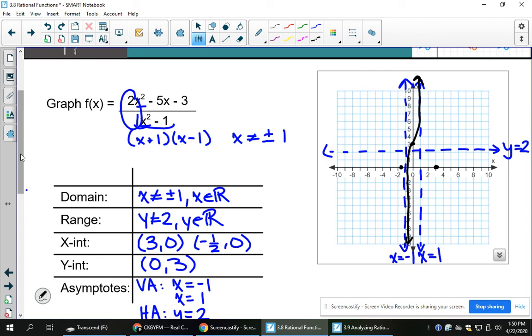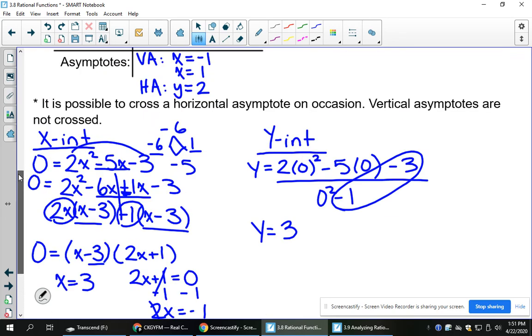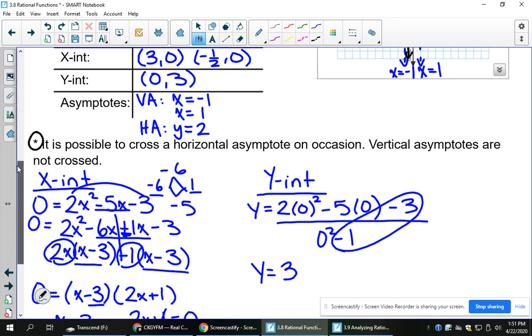This is something that you don't need to know in too much detail. You just have to pay attention to this note I have right here, this starred note. It is possible to cross a horizontal asymptote on equation. Vertical asymptotes, however, are never going to be crossed. Okay, we just don't cross them.